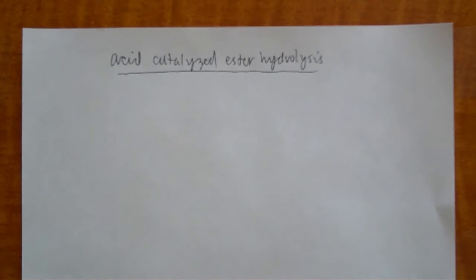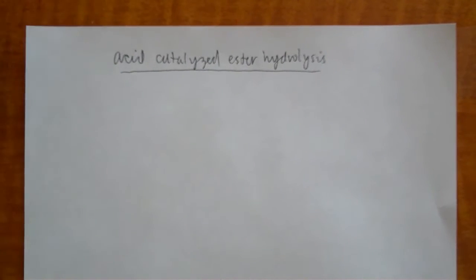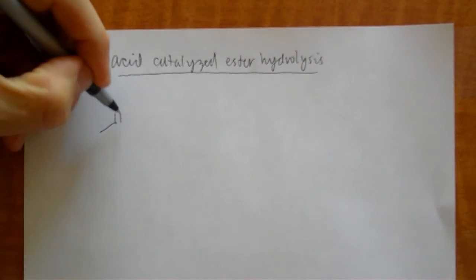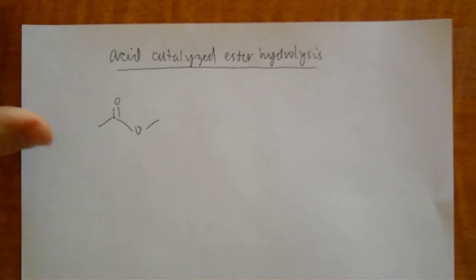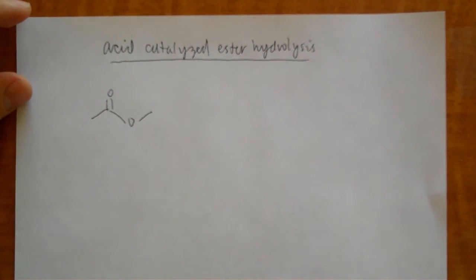Okay, so the mechanism we're doing now is acid-catalyzed ester hydrolysis. First thing you want to do, of course, is go to the book and make sure you're looking at it. But there's the simplest ester, or almost the simplest ester I can think of. You know the name of this?